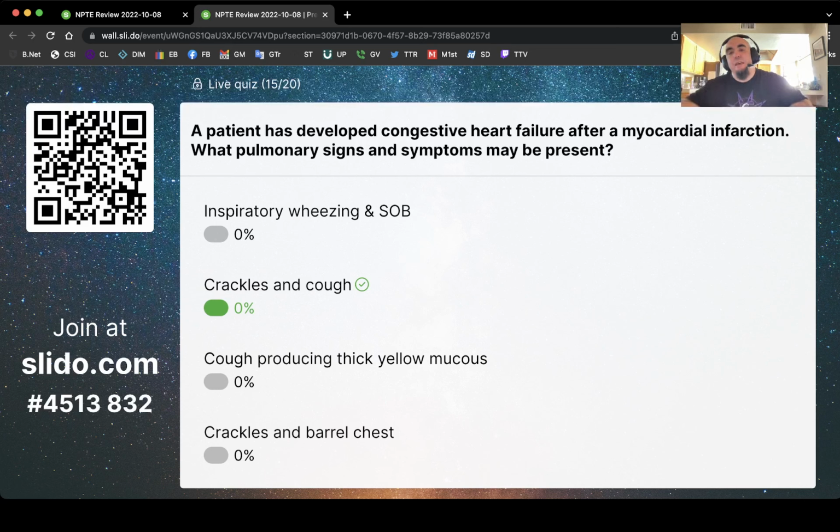So in this case, it's asking, they've got CHF, what likely signs are they going to have with their lungs, right? They're going to have crackles and just odd sounds in the lungs, and they'll have this unproductive cough. That unproductive cough is a sign that their lungs are kind of backing up.